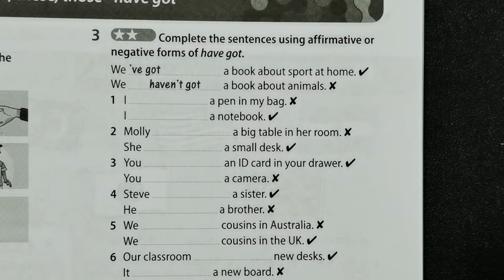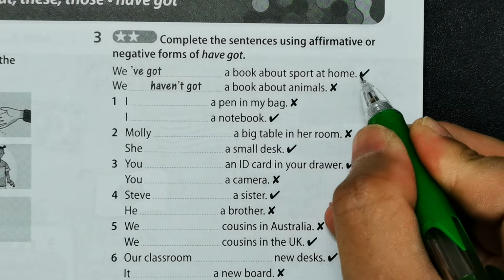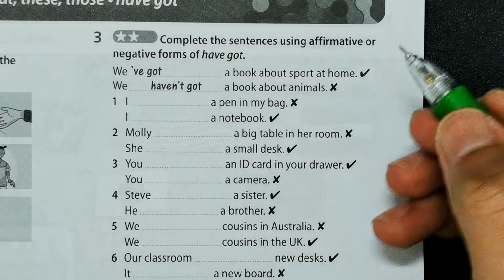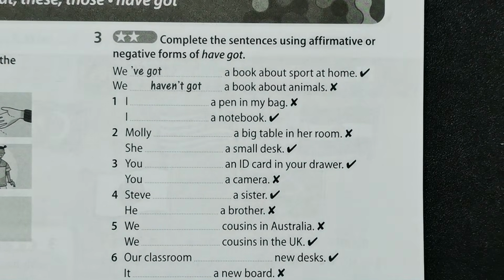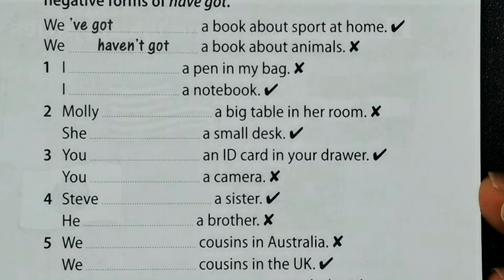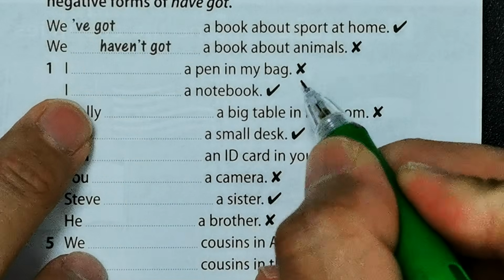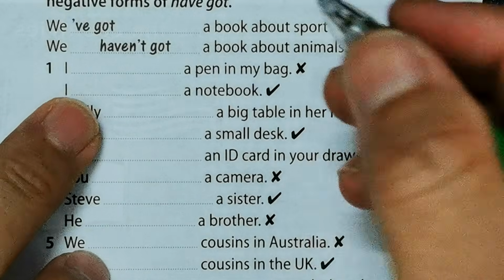Okay, activity 3. Complete the sentences using the affirmative or negative form of have got. So we've got a book about sport at home. So the tick sign means affirmative, the cross sign means negative form. So we haven't got a book about animals. Okay, maximize it a bit. So number 1. So I a pen in my bag. So this is negative form. So you will need to use haven't got.